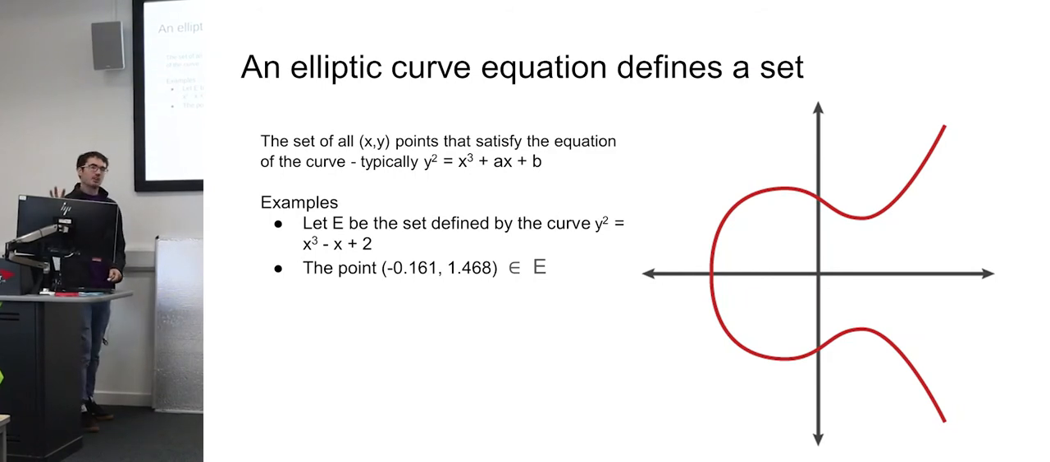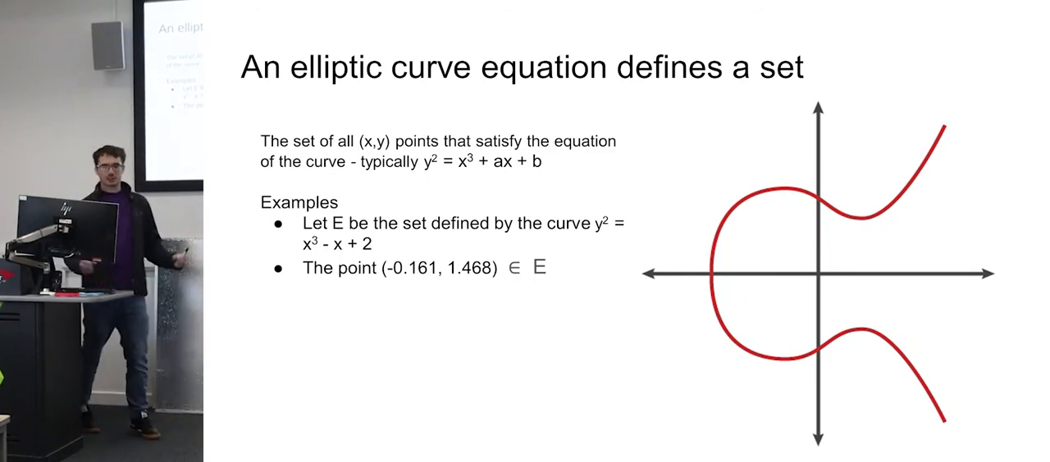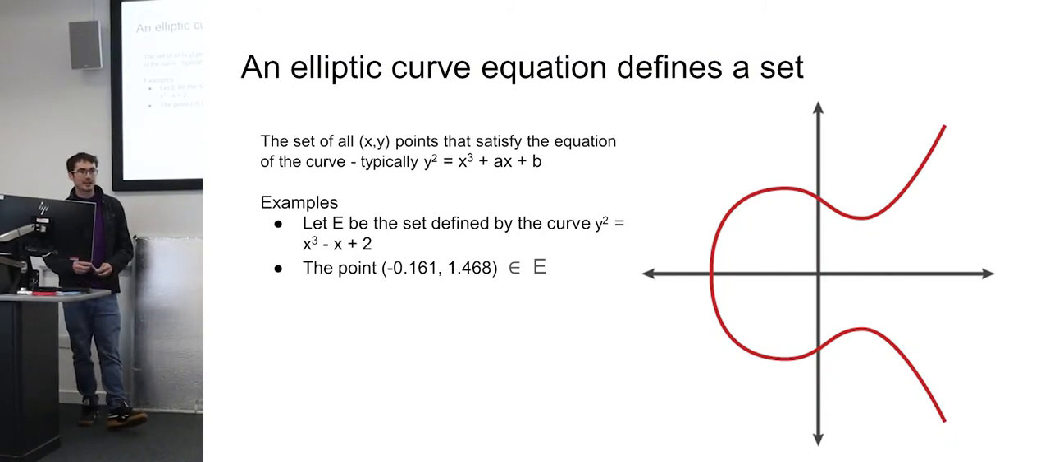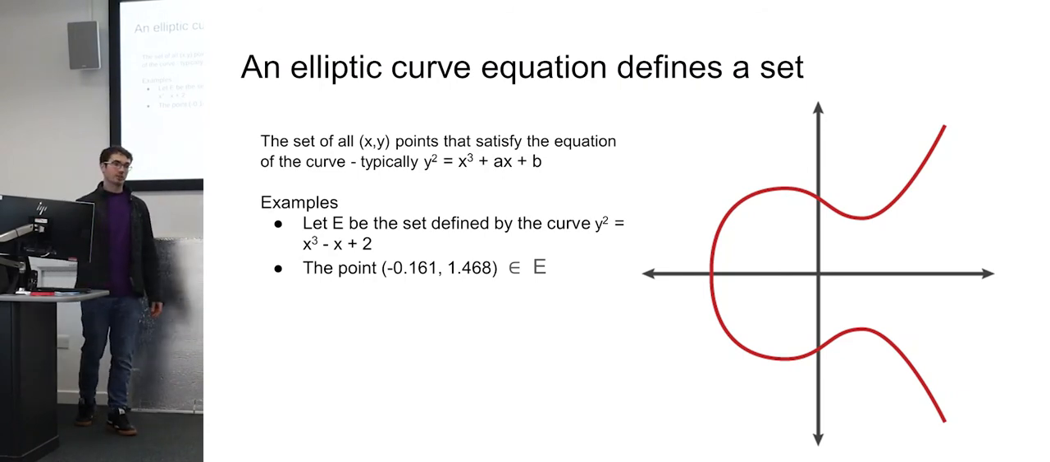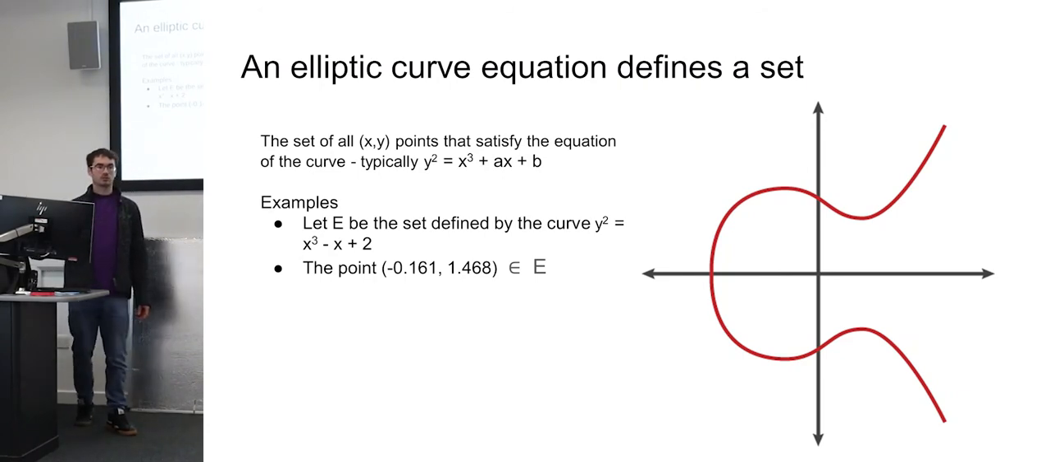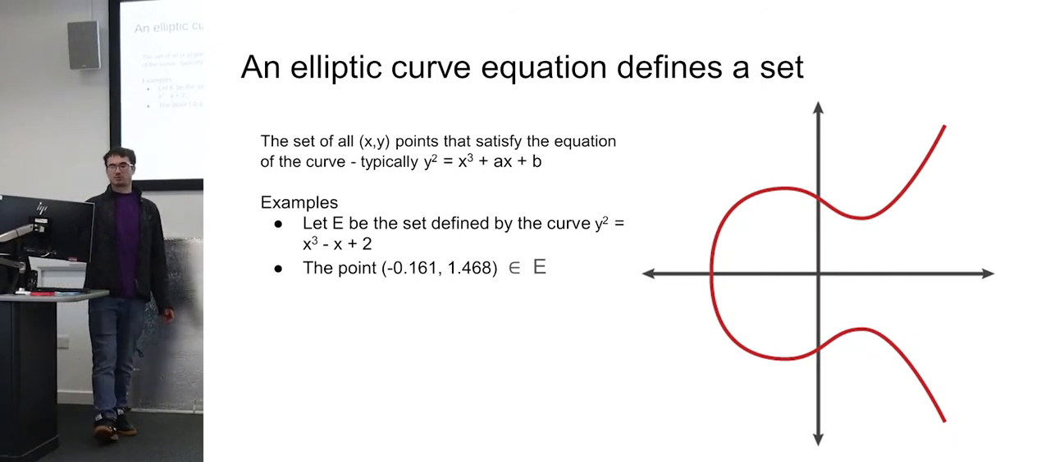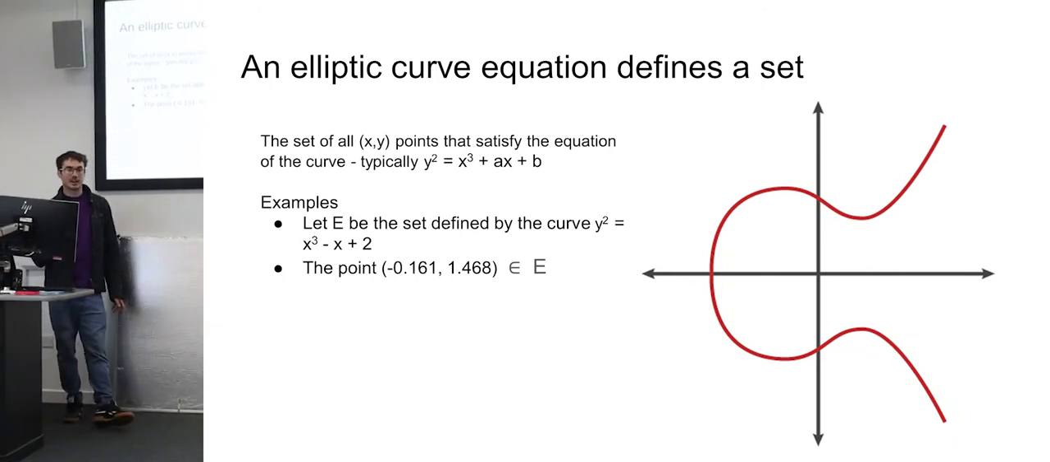Yeah, and so the elliptic curve equation, y squared equals x cubed plus ax plus b, is defining a set, a set of x, y coordinates that will fit along this curve. So for example, the point -1, whatever that says, is in this set defined by the elliptic curve. That's a set. This line, anything on the line is in the set.